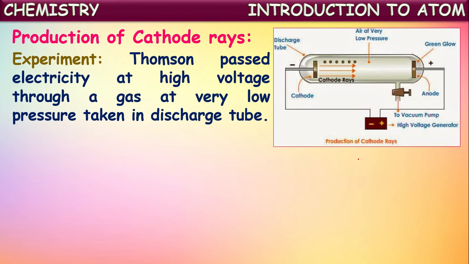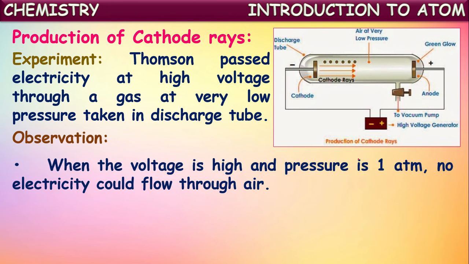Thomson passed electricity at a high voltage through a gas at very low pressure taken in a discharge tube. So by this, the production of cathode rays was done. But what observations were made at the start? Let us see those. First of all, when the voltage is high and pressure is normal atmospheric pressure, around 1 atmosphere, then he observed no electricity could flow through the air.